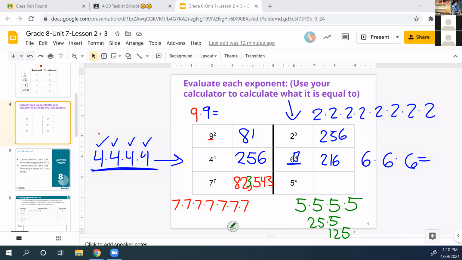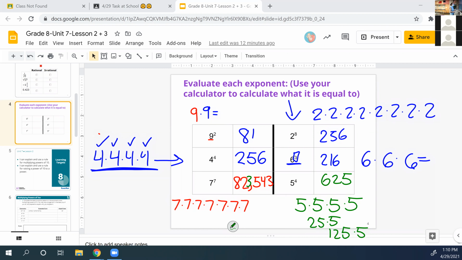5 times 5 is 25 times 5 is 125. Times 5 more is 625. Very nice job. Nice job, Avery, Bridget, and Jaden Ramos. Very nice. And Jaden as well.